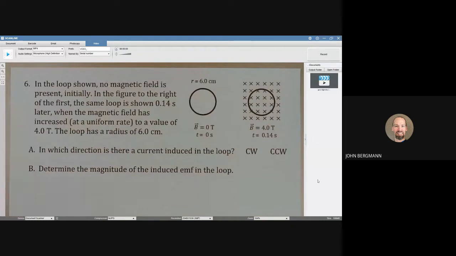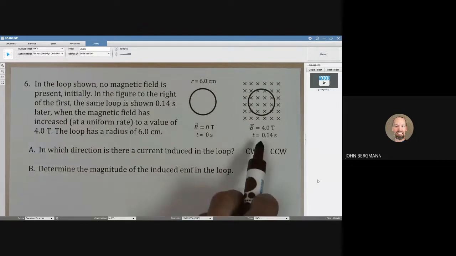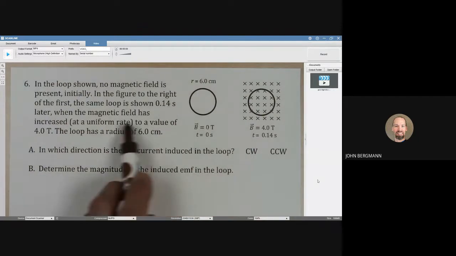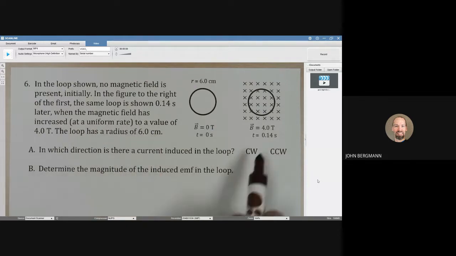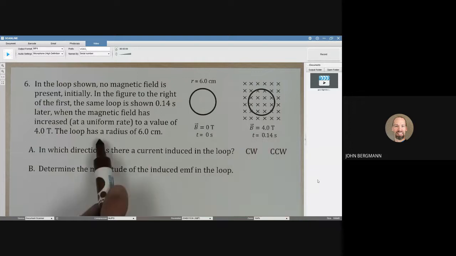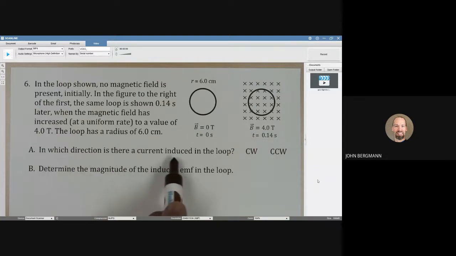In the loop shown, no magnetic field is present initially. In the figure to the right of the first, the same loop is shown 0.14 seconds later when the magnetic field has increased at a uniform rate to a value of 4 teslas. The loop has a radius of 6 centimeters. In which direction is there a current induced?